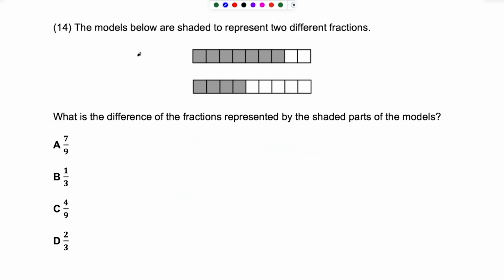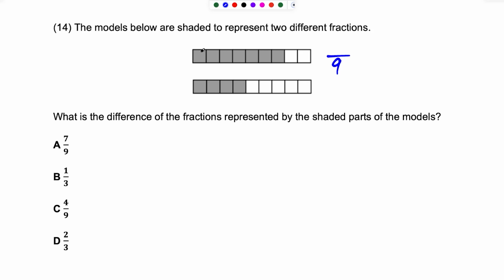Question 14, the models below are shaded to represent two different fractions. What is the difference of the fractions represented by the shaded parts of the models? So for this one, what we could do is express these fraction models in numerical form. So let's count this out. There's 1, 2, 3, 4, 5, 6, 7, 8, 9 total pieces. So our denominator would be 9 for both of these.